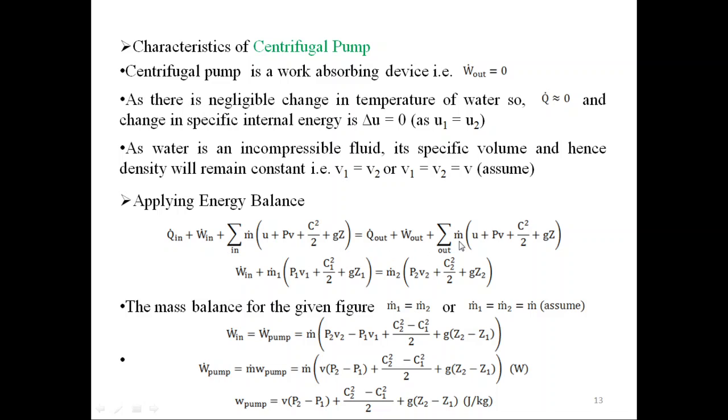Now this is the energy balance equation. If you apply the above conditions, that is W dot out equal to 0, Q dot in equal to 0, Q dot out equal to 0, u on the left side and right side will be cancelled out as the changes are 0, and so we will get this equation: W dot in plus m dot 1 (P1 v1 plus C1 square upon 2 plus gZ1) is equal to m dot 2 (P2 v2 plus C2 square upon 2 plus gZ2), as we are having only one entry and one exit. For one entry and one exit, the mass balance equation gives us rate of mass entering equal to rate of mass leaving equal to m dot.